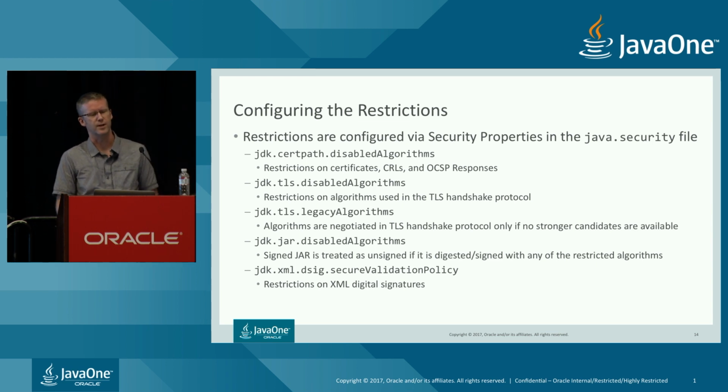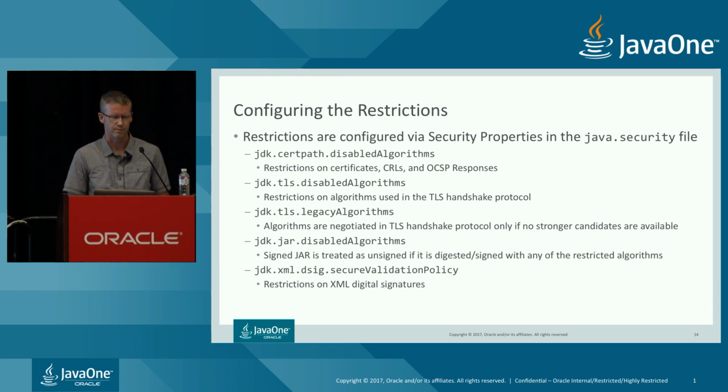And the final one is JDK XML DSIG secure validation policy. And these are restrictions on XML digital signatures. These contain not only restricted algorithms, but also somewhat unsafe constructs that you can put in XML signatures, things like XSLT style sheets and things like that that are generally considered unsafe.